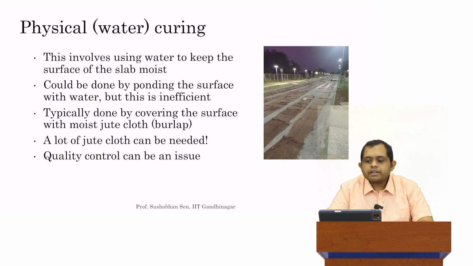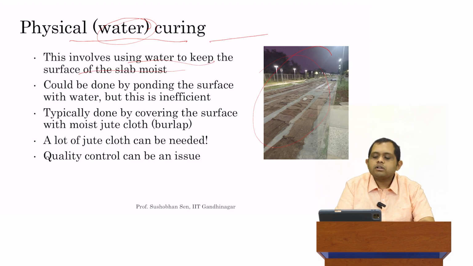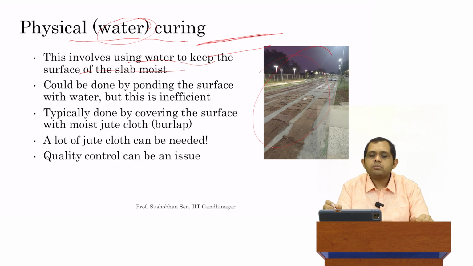The other type of curing, and this is a picture I actually took from IIT Gandhinagar itself, is called physical curing. Sometimes we also call that water curing. Now, this basically involves using water to keep the surface of the slab moist. So the principle of chemical curing was to lock in the moisture on top to create an impermeable seal on the surface and keep the moisture inside.